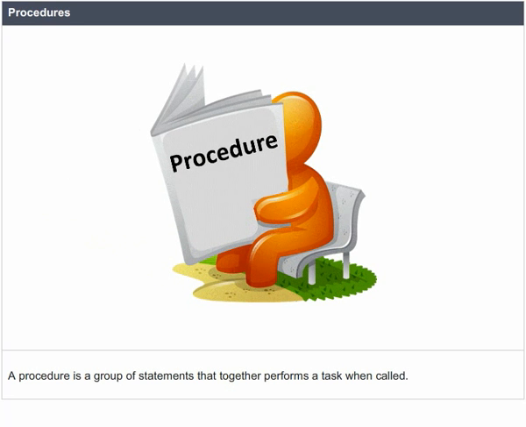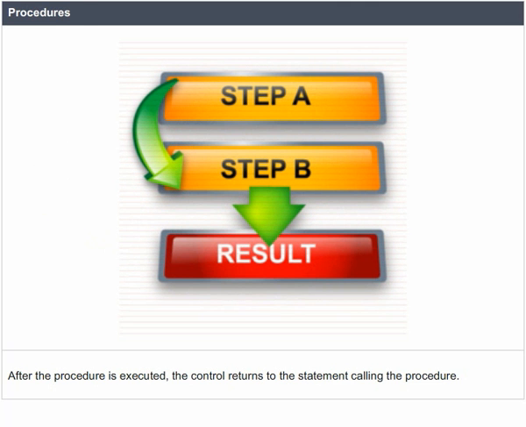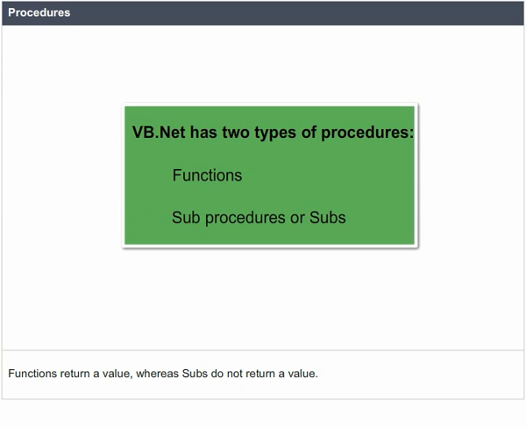Procedures. A procedure is a group of statements that together performs a task when called. After the procedure is executed, the control returns to the statement calling the procedure. VB.NET has two types of procedures: functions and sub-procedures or subs. Functions return a value, whereas subs do not return a value.